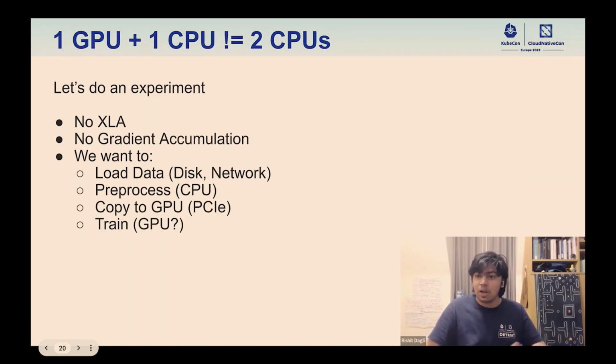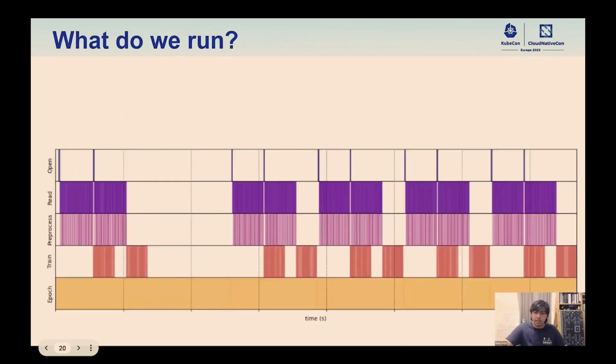This would, if I think about it, be a bottleneck on the CPU. I'll probably copy the tensors to GPU, so that will be a bottleneck on the PCIe. And for training, I'll probably use the GPU in the GPU setting. Great. So this is our experiment.